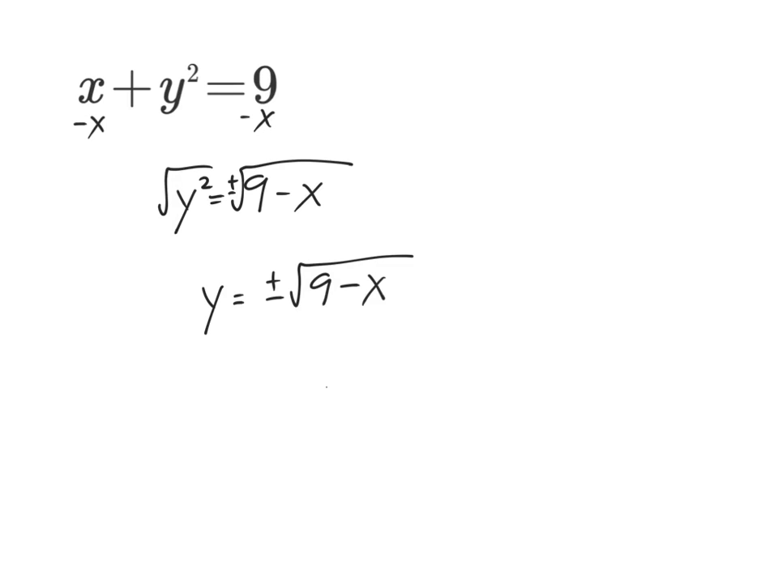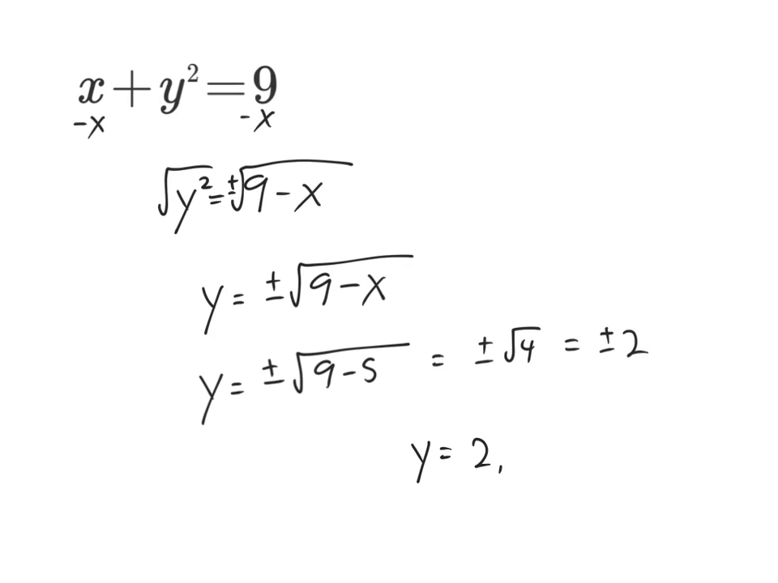I'm going to say I want x to be, let's say, 5. I could plug in anything, but I'm going to use 5 as an example. You end up getting the square root of 9 minus 5, which ends up being plus or minus the square root of 4, which ends up being plus or minus 2. Now plus or minus 2 really means that y is going to be 2 or negative 2, which means, if you look here, I plugged in one x and I got out 2 y's.